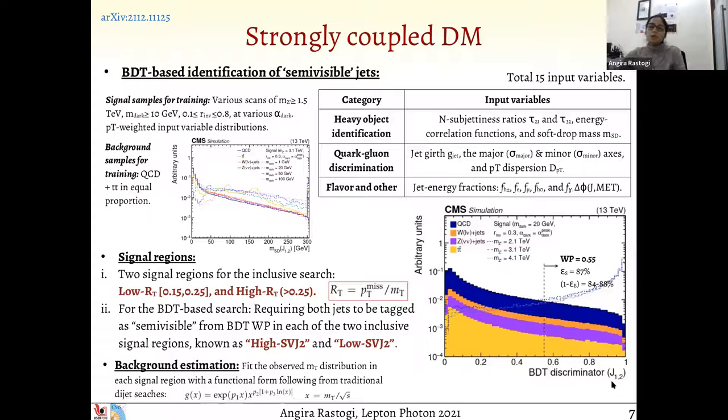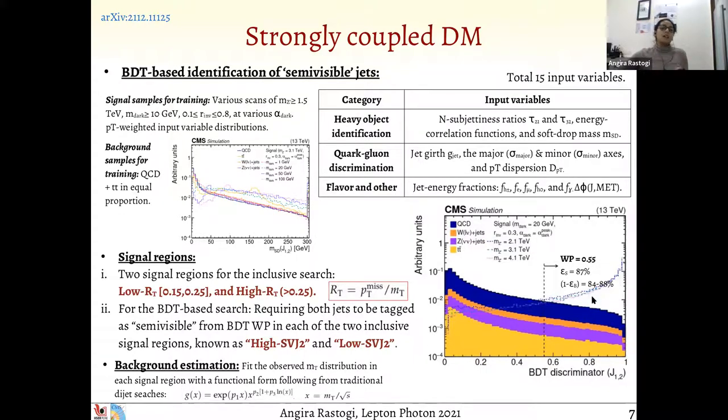So here is the BDT output after the training. This BDT output is a per-jet score. We define a working point at 0.55 for the jet to be tagged as semi-visible. And this has a signal efficiency of 87% and a background rejection of around 90%.